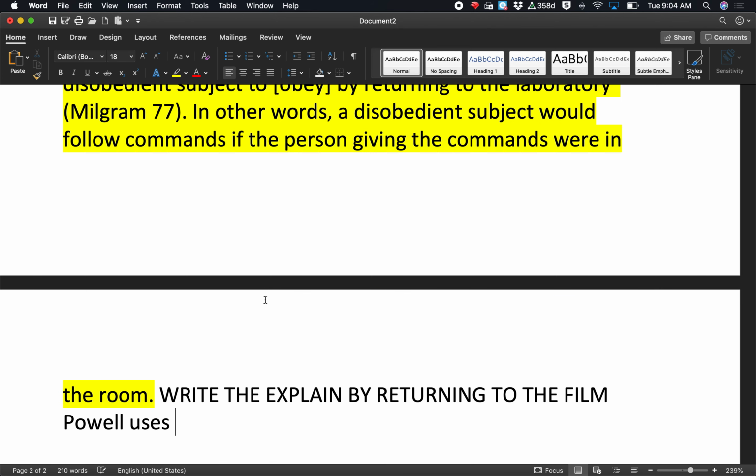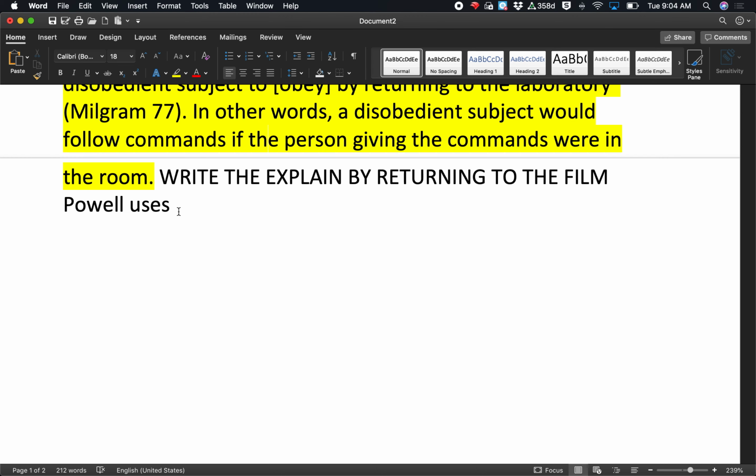Powell uses her presence to get obedience, to obtain obedience, to what? Did the screen freeze?